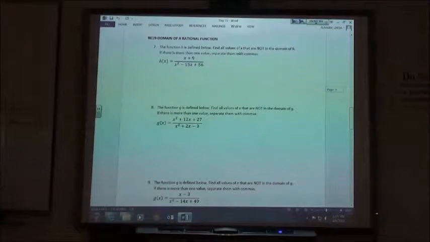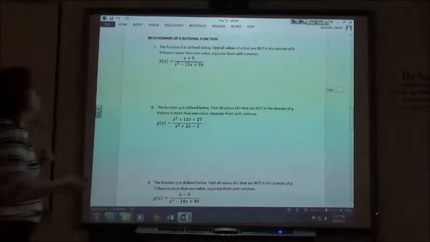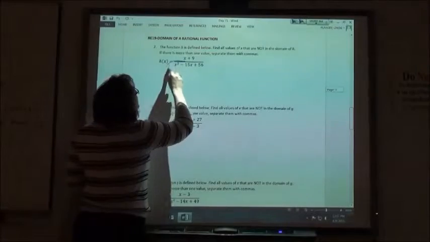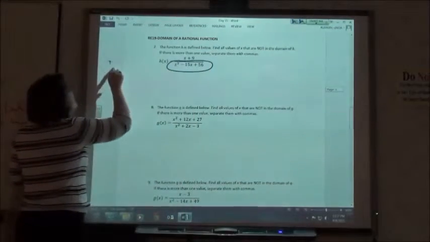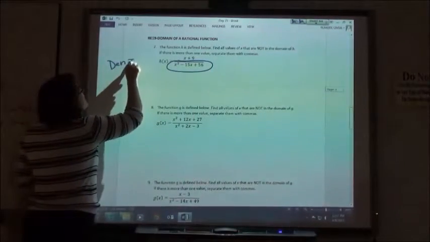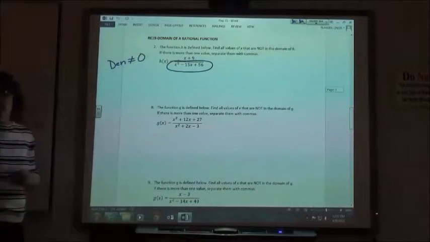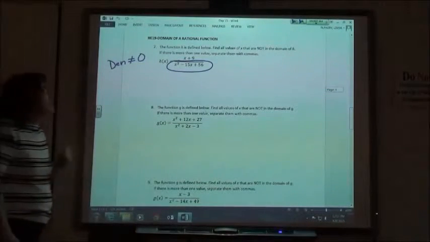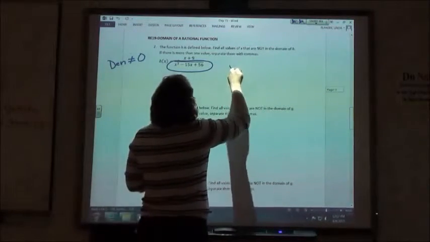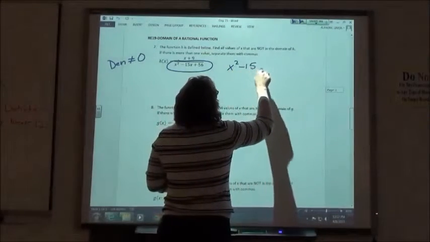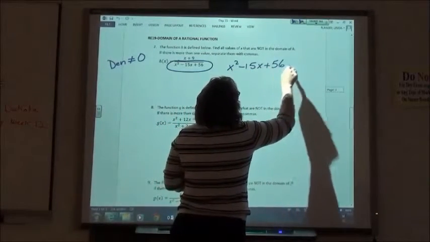So it's okay to have a 0 on the top of the fraction, but it's not okay to have 0 on the bottom of the fraction. So when they're talking about the domain, they're wanting you to know that the denominator of your fraction can never be equal to 0, because otherwise you'd get a math error. So in this case, our denominator is x squared minus 15x plus 56.